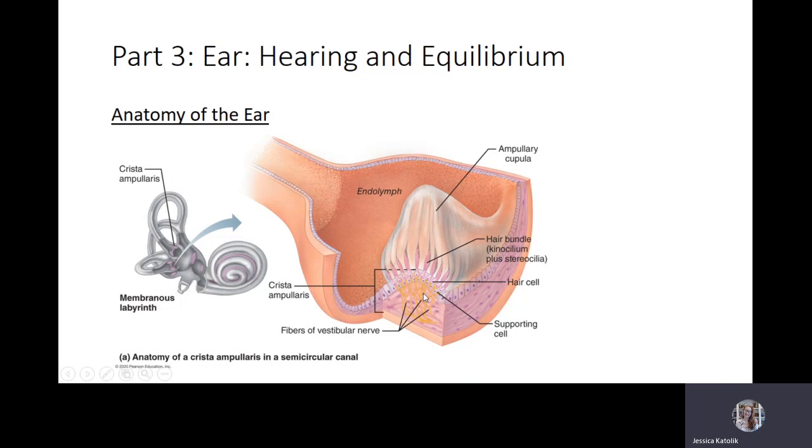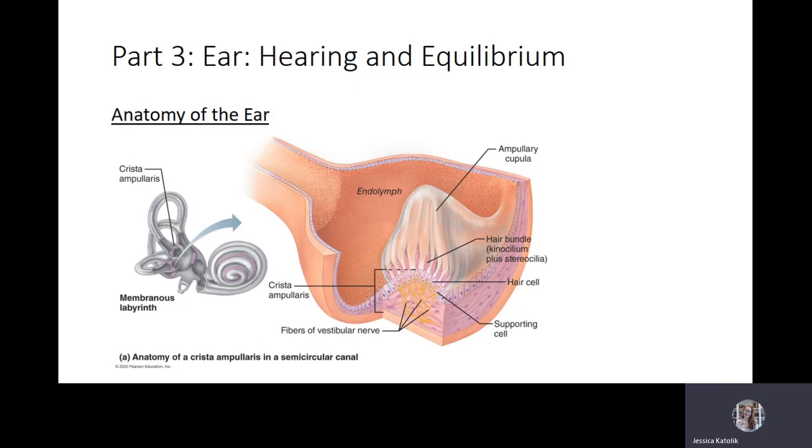So the hair cells in the semicircular canal and the hair cells within the vestibules, like the utricle and saccule, will both stimulate the vestibular nerve. The hair cells in the cochlea will stimulate the cochlear nerve. And together they will combine to form the vestibulocochlear nerve, which is going to be the cranial nerve that will be able to send information about hearing and equilibrium to the brain.